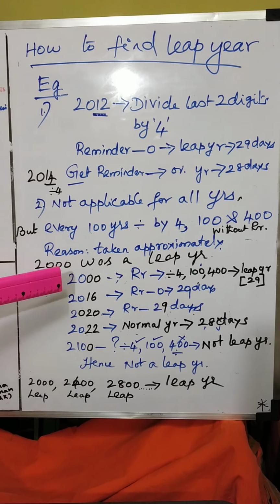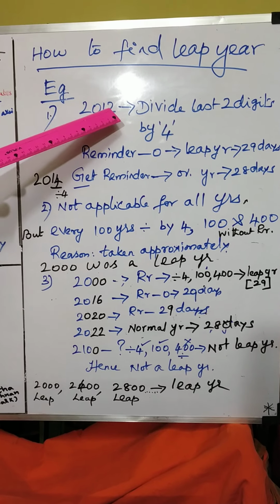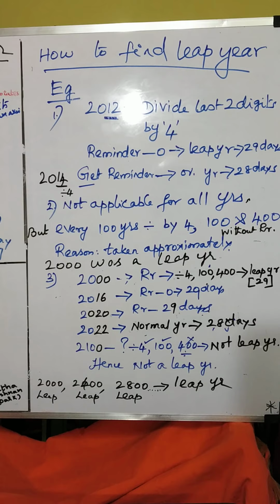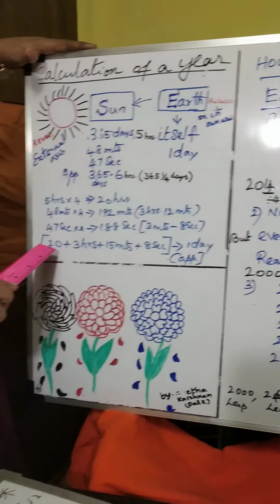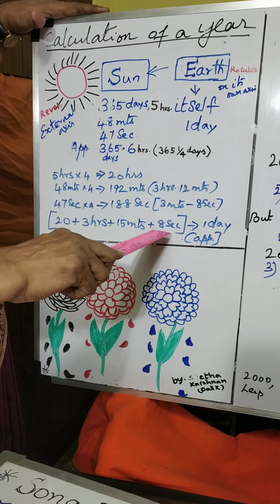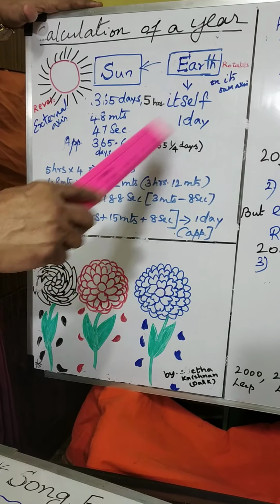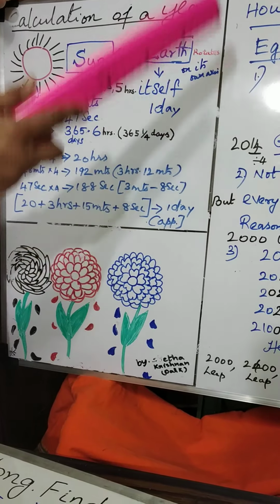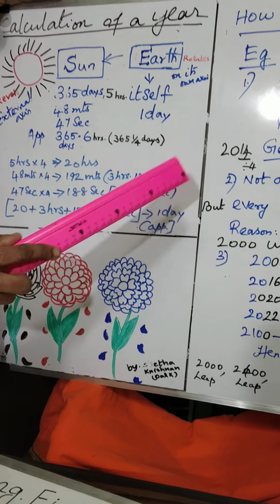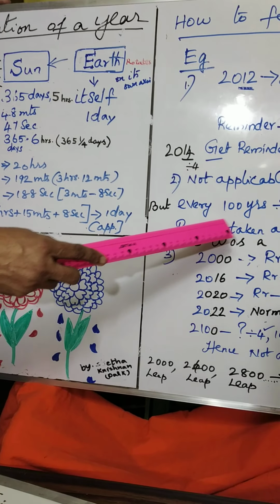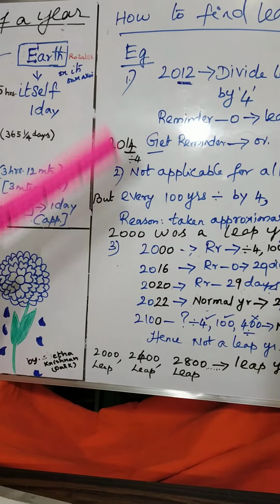But in between 100 years, if it is given, take only the last 2 digits, unit and tens alone, and see. Why is it so? Because of this extra time I have told you already: 20 hours, 23 hours, 15 minutes, 80 seconds. Now when you calculate it, all the approximate things will come, and that will be added. Each and every second is important. For that only it is given, because we have taken everything approximately.